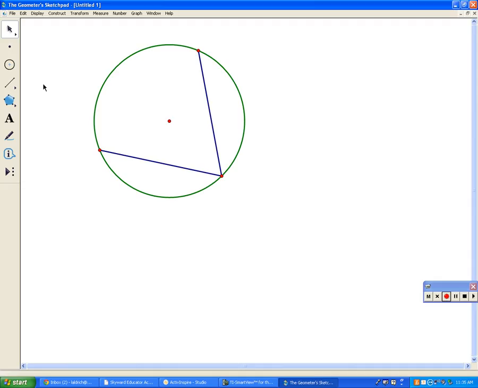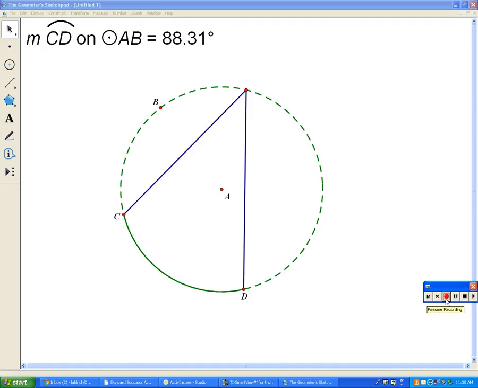So what we're going to do is we're going to compare the measure of the inscribed angle to the measure of the arc itself. All right, so what we got going here is we got a circle, and we got an arc, and we have an inscribed angle. And what we're trying to do is we're trying to figure out, is there a relationship between the measure of this angle and the measure of the arc?